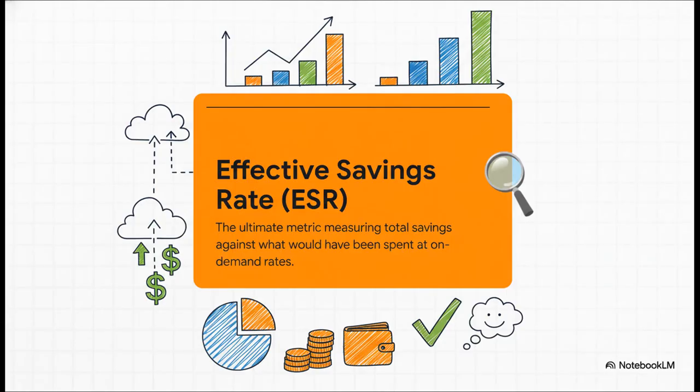And finally, we have the boss metric, the one that ties it all together, the effective savings rate, or ESR. This single number tells you the total percentage you saved across everything, compared to what you would have paid if you just stuck with the standard on-demand price. It's the ultimate report card for your entire program.